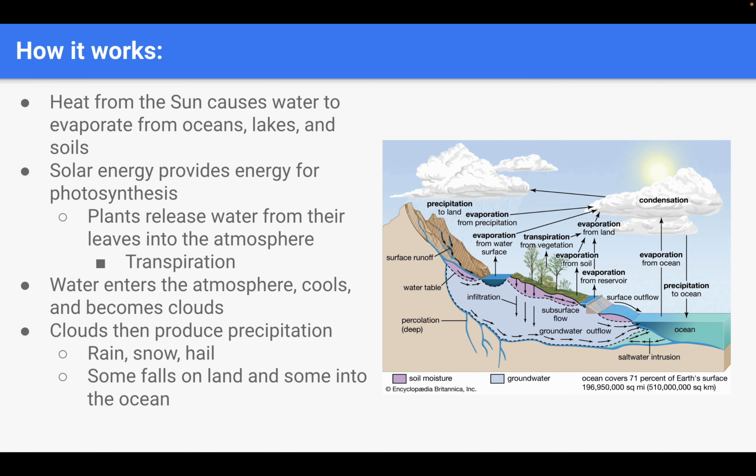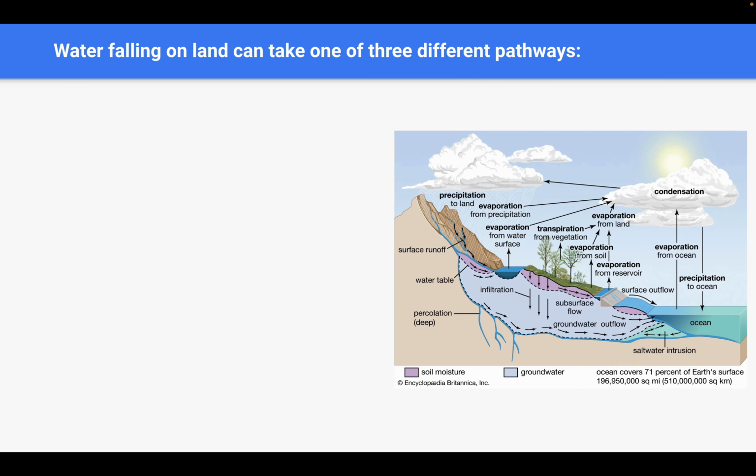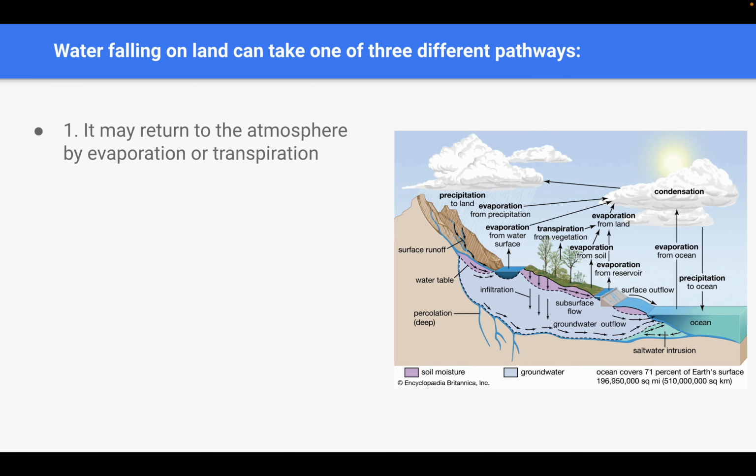That's when they become visible gaseous forms. And then they begin to form precipitation, which is going to come down as rain, snow, and hail. And some of that falls on land and some falls into the ocean. Now, water flowing on land can take one of three different pathways. And we can see it's not as simple as the water cycle we've seen in elementary school. It's a little more complicated.